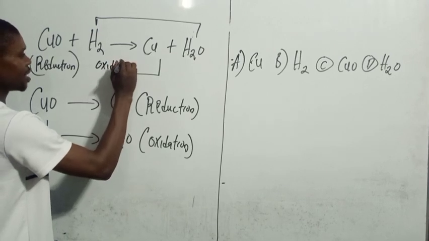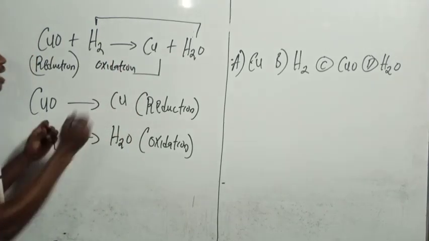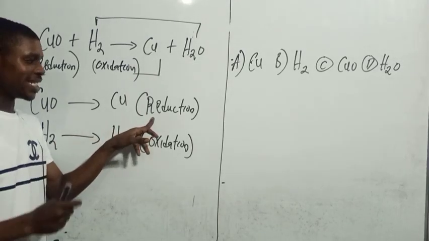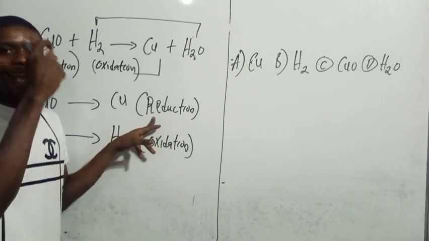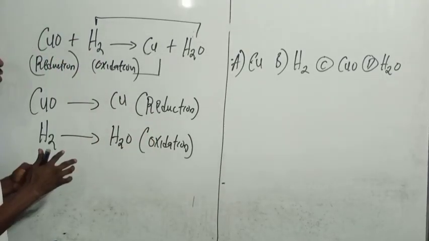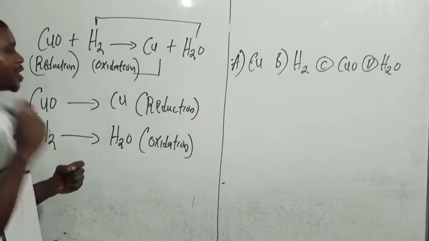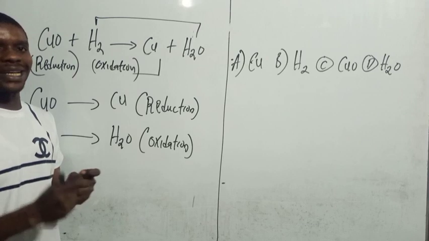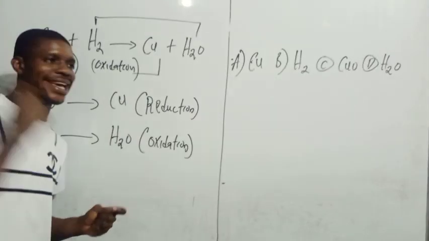Oxidation, I get it. Remember, any species that undergoes reduction is the oxidizing agent. Now, this one is the oxidizing agent, and that one is the reducing agent. So the question says, which of the species is the oxidizing agent?